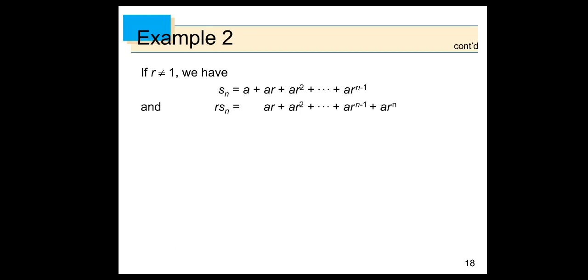All right, so when we have our r unequal to 1, we have this value where s sub n is equal to a plus ar square, and so on up to ar power n minus 1. And r into s sub n is equal to ar plus ar square plus up to ar power n minus 1 plus ar power n.